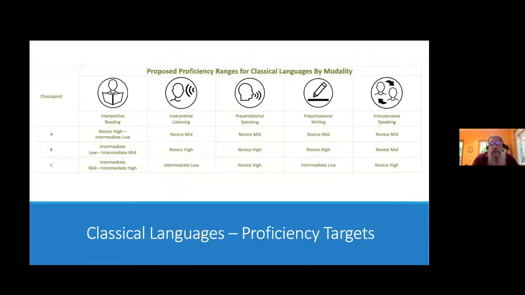However, given the nature of classical languages, where you don't have a bunch of native speakers running around speaking the language anymore, in consultation with the field and with what is the practice in many other states, we've differentiated the performance targets, the proficiency targets, for the other standards, especially in terms of speaking and writing. So you can find those targets in the documents on classical languages, the performance indicators, and in the themes and topics documents. You'll find this chart.